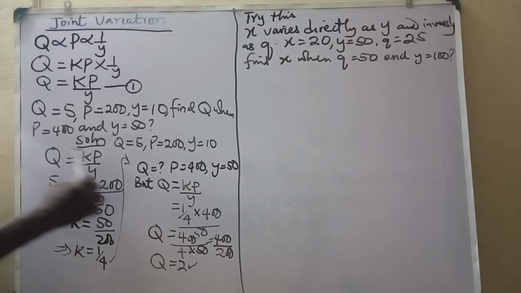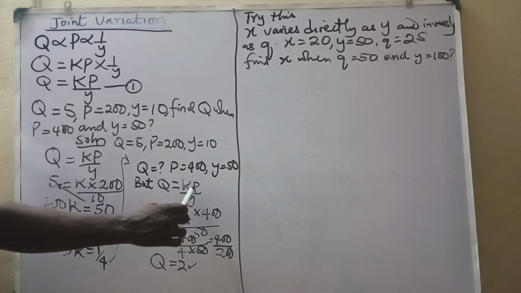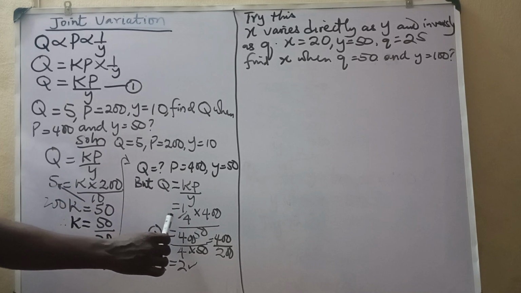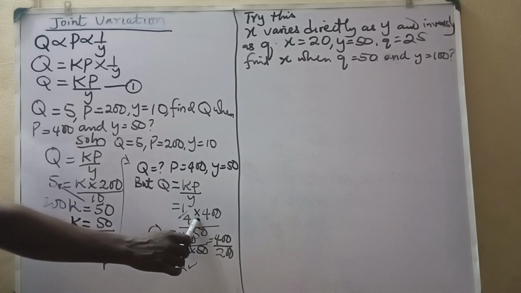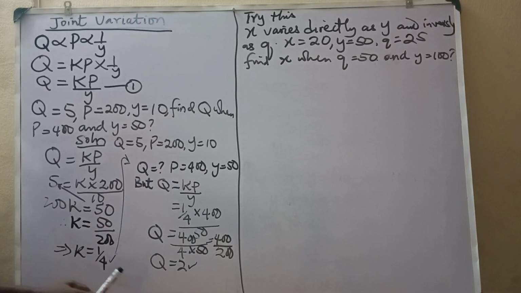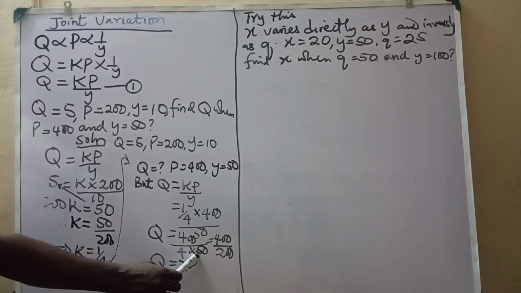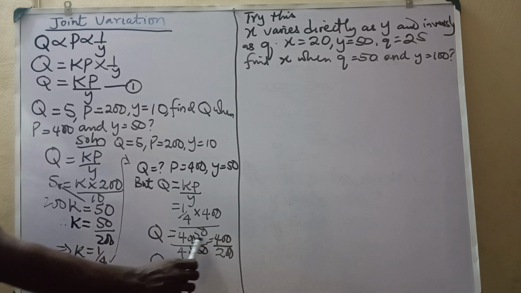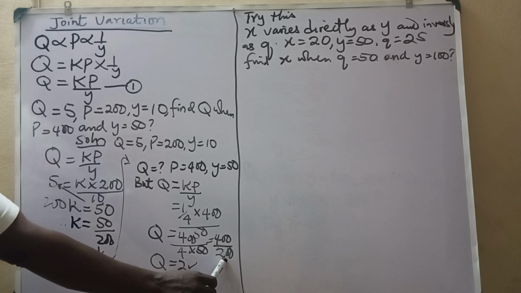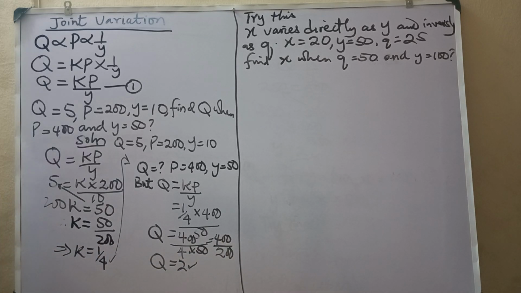So from our equation, we have Q is equal to Kp over Y. And then you can see that our K from this place is 1 over 4, that is 1 over 4 times 400 all over 50. Then this 4 here will now go down to multiply 50. So 400 over 4 times 50, that is how we arrive at this. 4 times 50 will give you 200. Then we'll now have 400 on top. 400 divided by 200 will give you 2. So Q is 2. Quite simple.